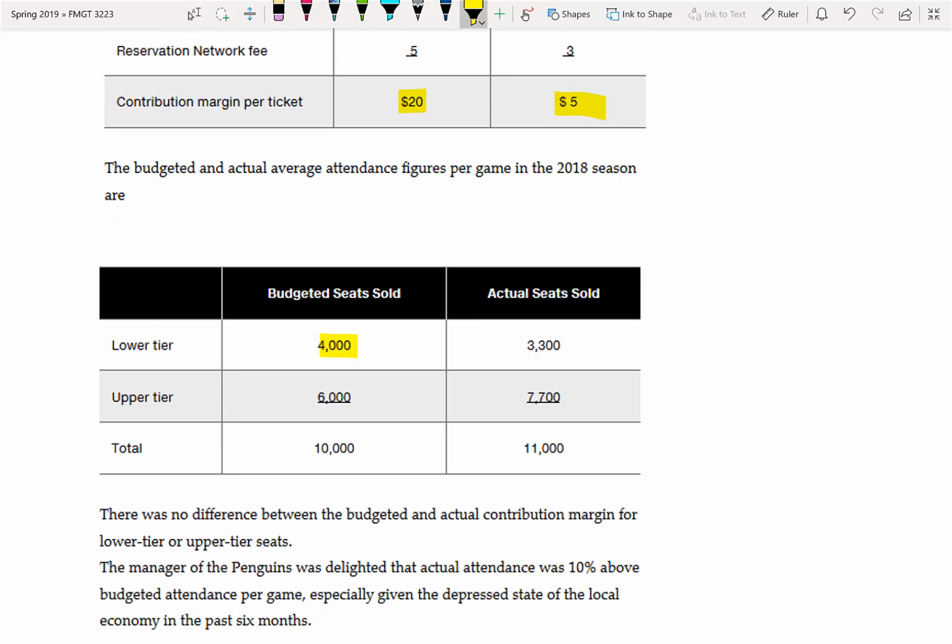What we see here is that we budgeted for 4,000 and 6,000, or 40 and 60% of the tickets to be sold in the upper and lower tier respectively. Now, we ended up selling 11,000 tickets, so this is good, right? We sold more tickets than we expected to sell.